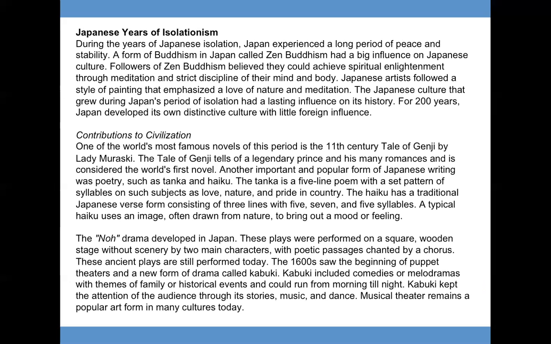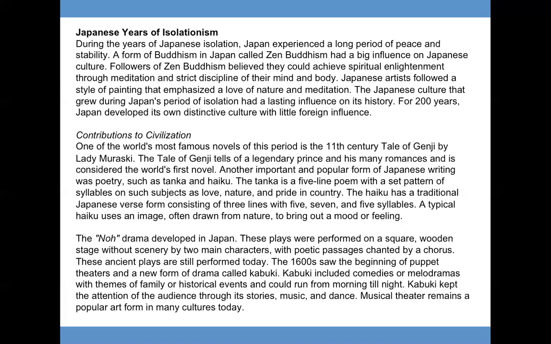The tanka is a 5-line poem with a set pattern of syllables on such subjects as love, nature, and pride in country. The haiku is a traditional Japanese verse form consisting of 3 lines with 5, 7, and 5 syllables. A typical haiku uses an image, often drawn from nature, to bring out a mood or feeling.